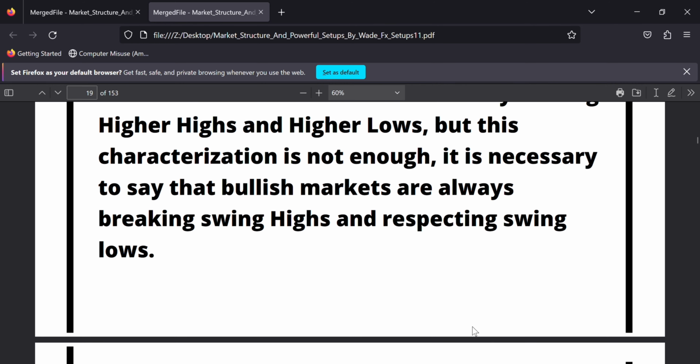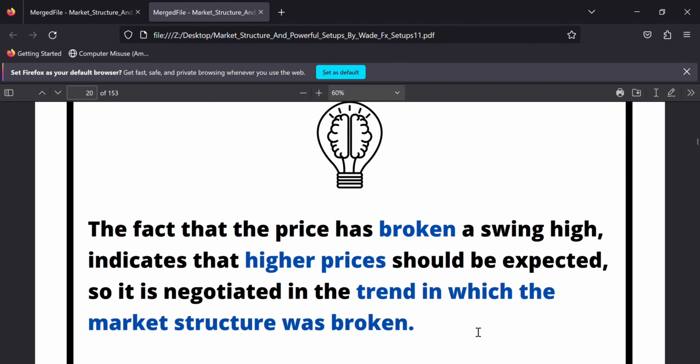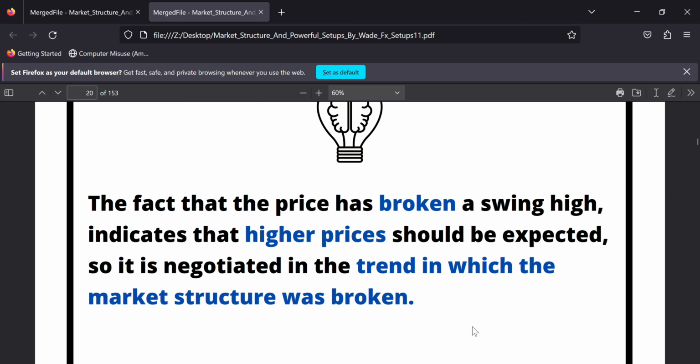Hope you are understanding what I'm saying right now. The fact that the price has broken a swing high indicates that higher prices should be expected. If the market is in an uptrend and then it breaks the structure at the top, that indicates that the market, that particular currency, is likely to increase in price or to continue buying because it is breaking structures at the top.